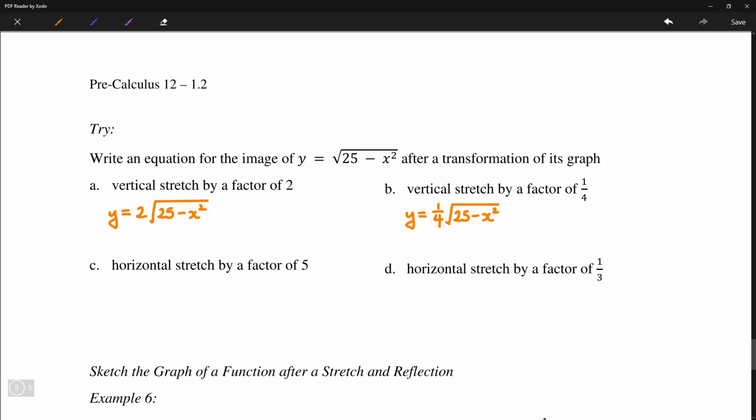And then horizontal stretch by a factor of 5. So we need to replace x with 1/5 x. So that's a little bit different. So let's do that. We have y equals 2, and then square root of 25 minus, I'm just going to write as 1 over 5x, and then squared. Now, of course, this could be expanded, but it's not entirely necessary to do that. There's not much to be gained by expanding here.